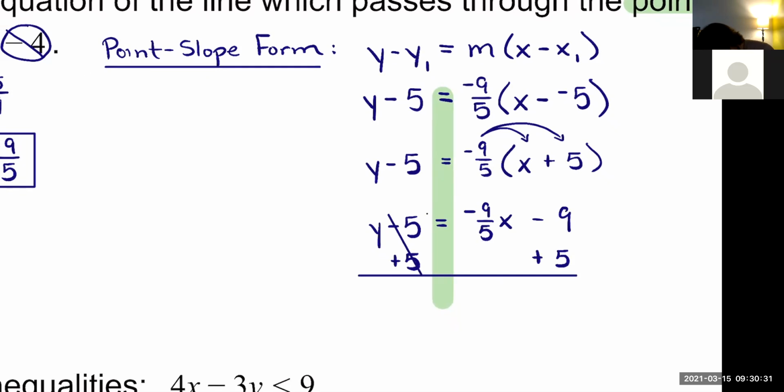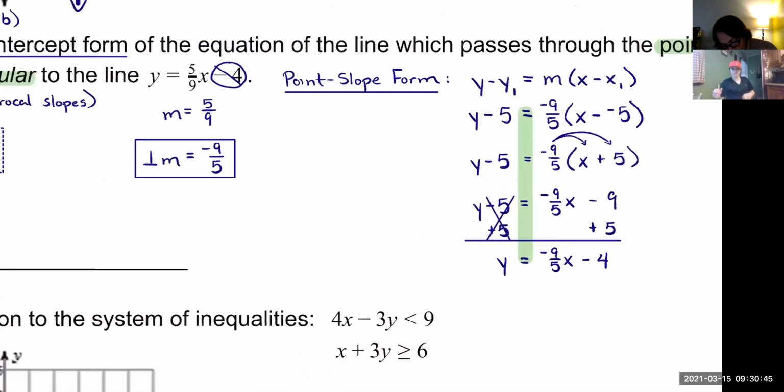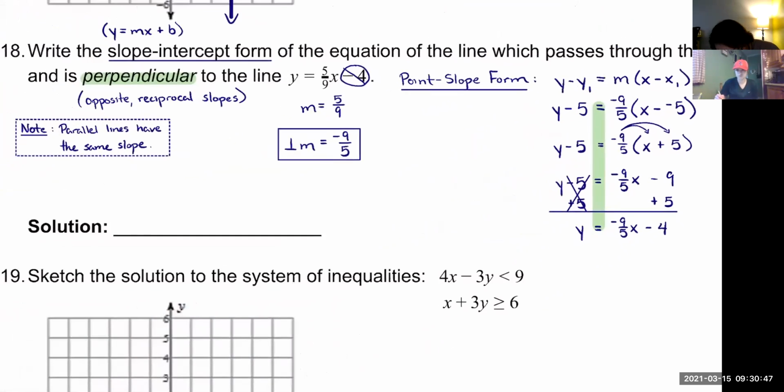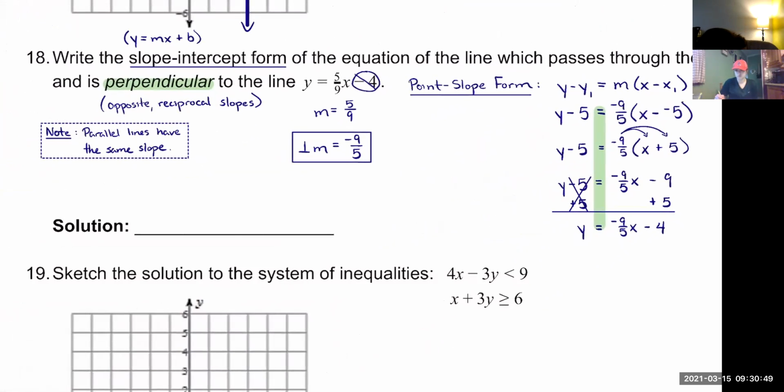So that drops it from the left, leaving us with y equals negative 9/5 x. We didn't mess with it. Negative 9 plus 5 should give me a negative 4. So if I slide over here to my answer line, my equation is y equals negative 9/5 x minus 4.